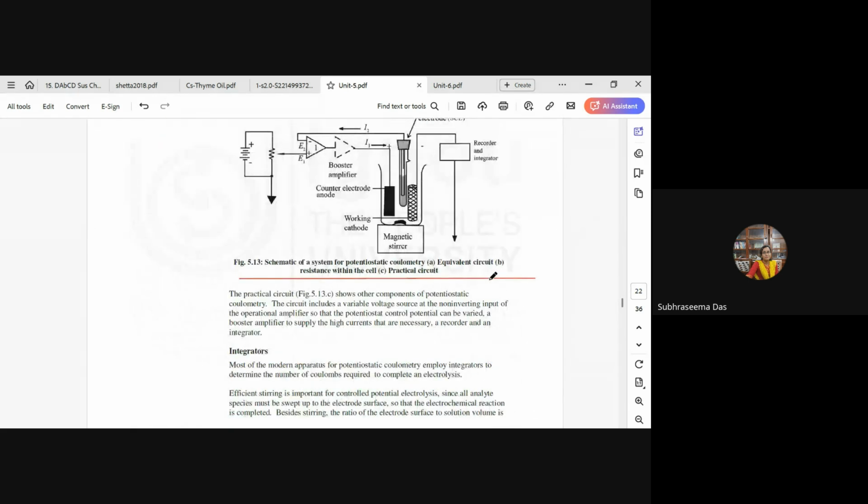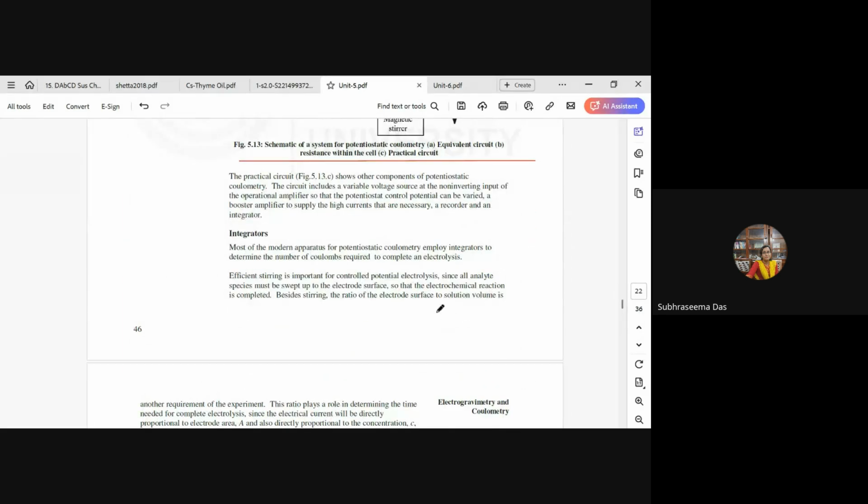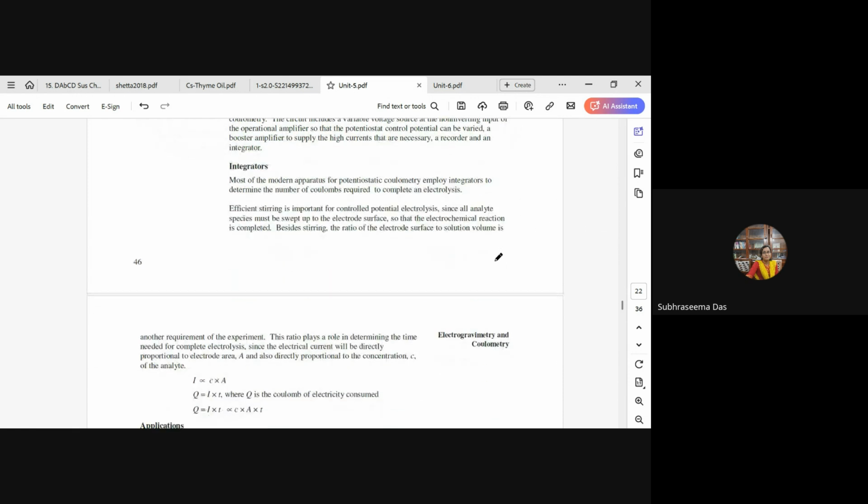The practical circuit shown in figure 5.13c shows other components of potentiostatic coulometry. The circuit includes a variable voltage source at the non-inverting input. Then coming to integrators. Most of the modern apparatus for potentiostatic coulometry employ integrators.